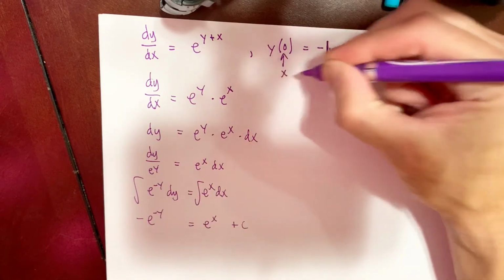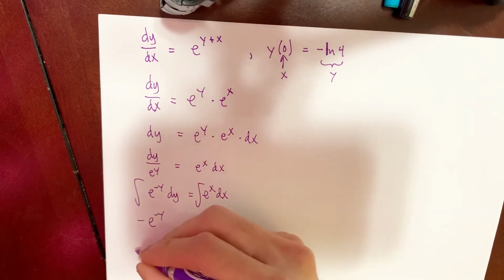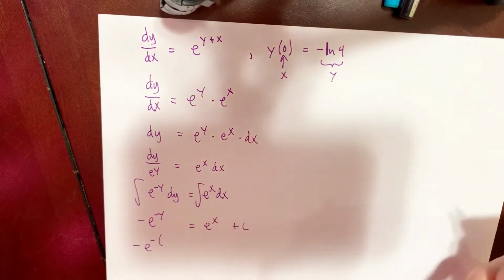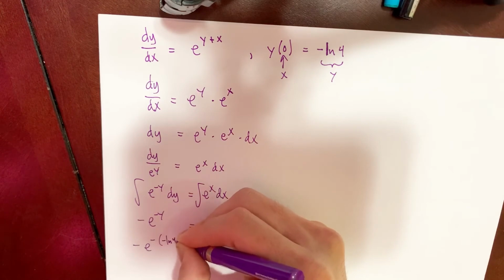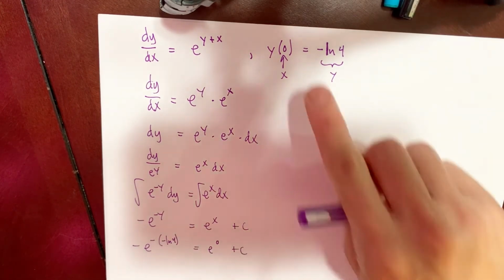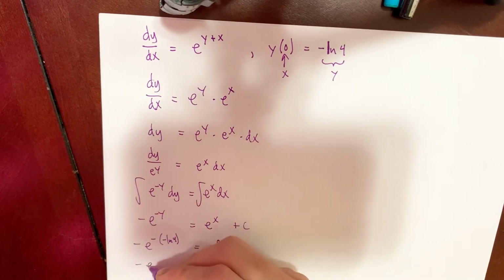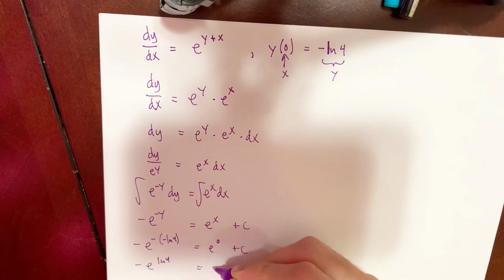Note that that goes in for x, and that goes in for y. Here and here, we'll do that now to discover c. So we have negative e to the negative, and then y becomes negative ln 4, like that. 0 goes in for x there. That double negative is positive. E to the 0 is 1.